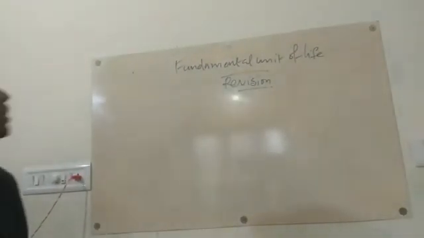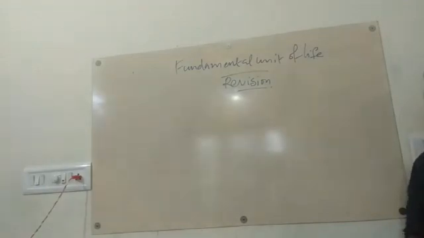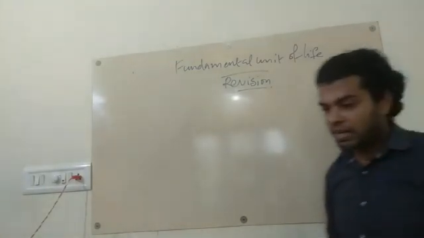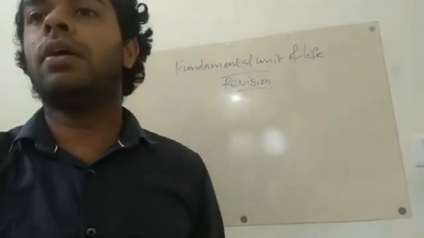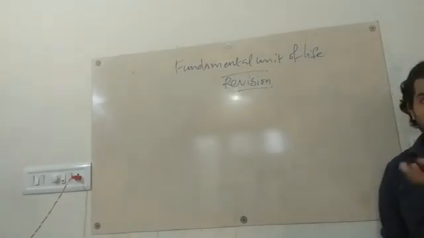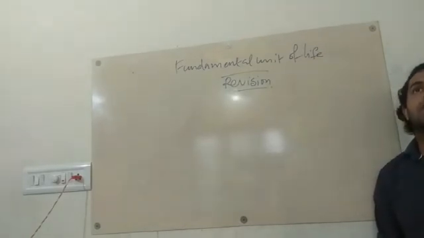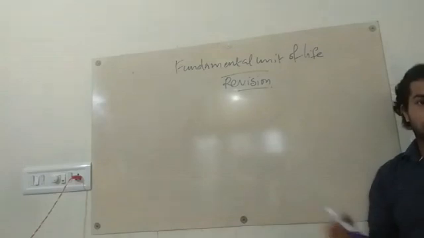Fundamental unit of life revision. As we started the chapter, we said that while examining a thin slice of cork, Robert Hooke saw that the cork resembles the structure of a honeycomb, consisting of many little compartments.